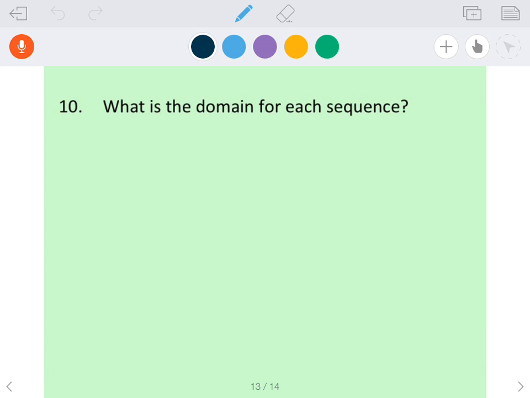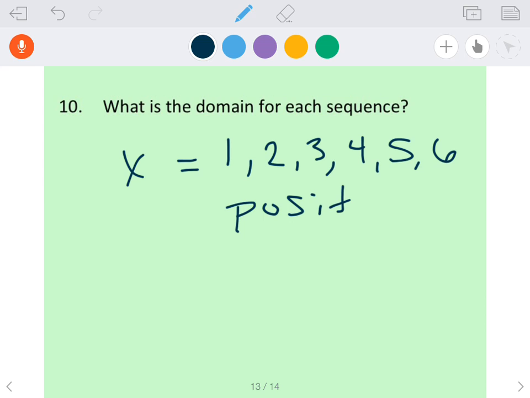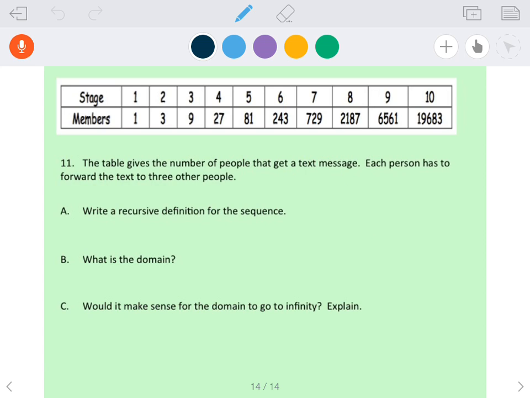Okay, on number 10, what is the domain for each sequence? Your domain, your x value, is going to start with 1. Remember, we discussed that. And then it's going to go 2, 3, 4, 5, 6, because this is representing your term numbers. So it's going to be positive integers.